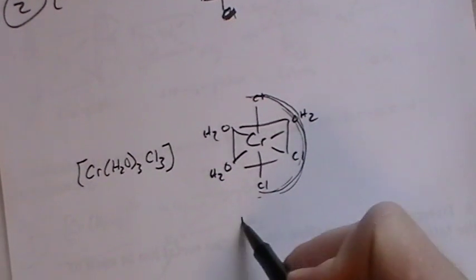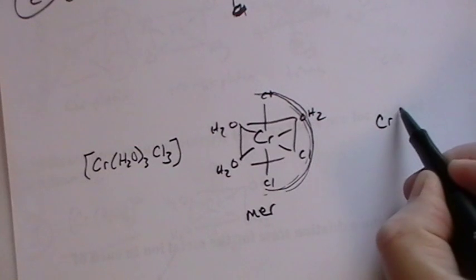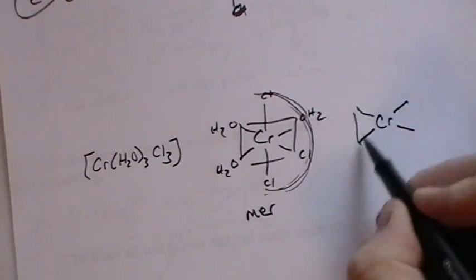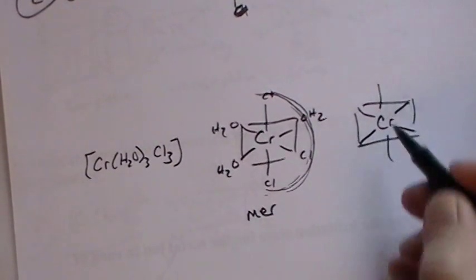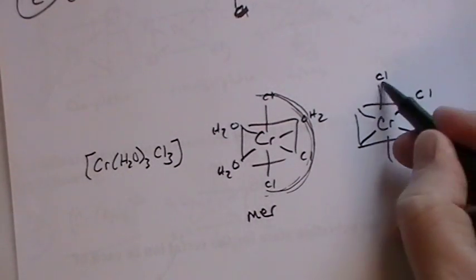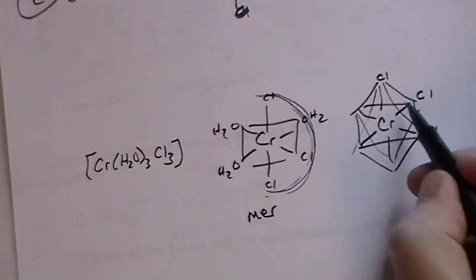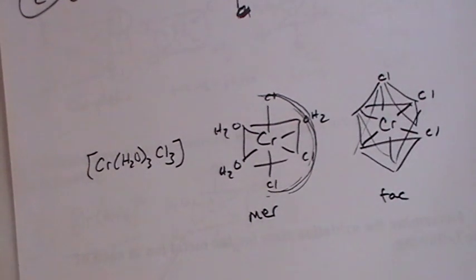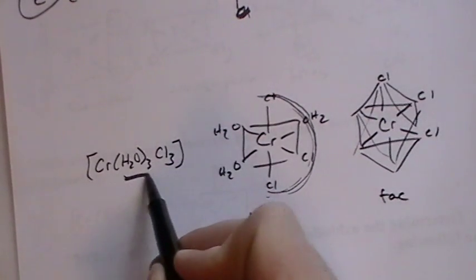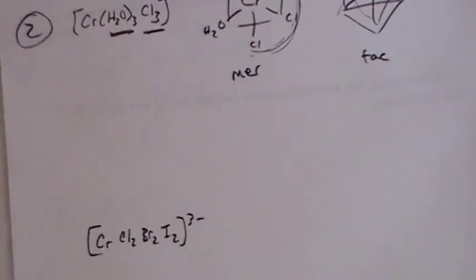And this one is called mer for meridian. This is the mer form of it. And then the other one, there's only two, even though there looks like there might be a whole bunch of them. If they're all next to each other, they're all within 90 degrees of each other, they're now on the face of this octahedron. So this one is called fac, F-A-C. Those are the two that are possible when you have two sets, 3 and 3. So there's two possibilities here.